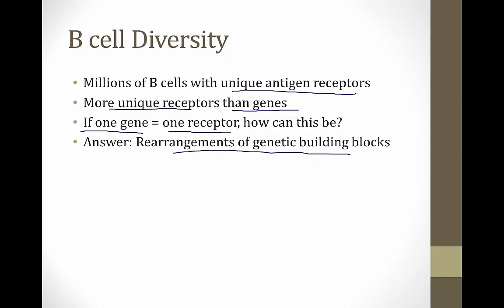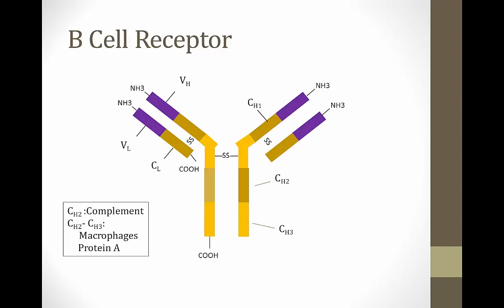So let's go back to our picture of the B cell receptor. This purple portion of the heavy chain is the variable portion. It's the portion that varies from one heavy chain to another, and it's encoded for by 3 genes.